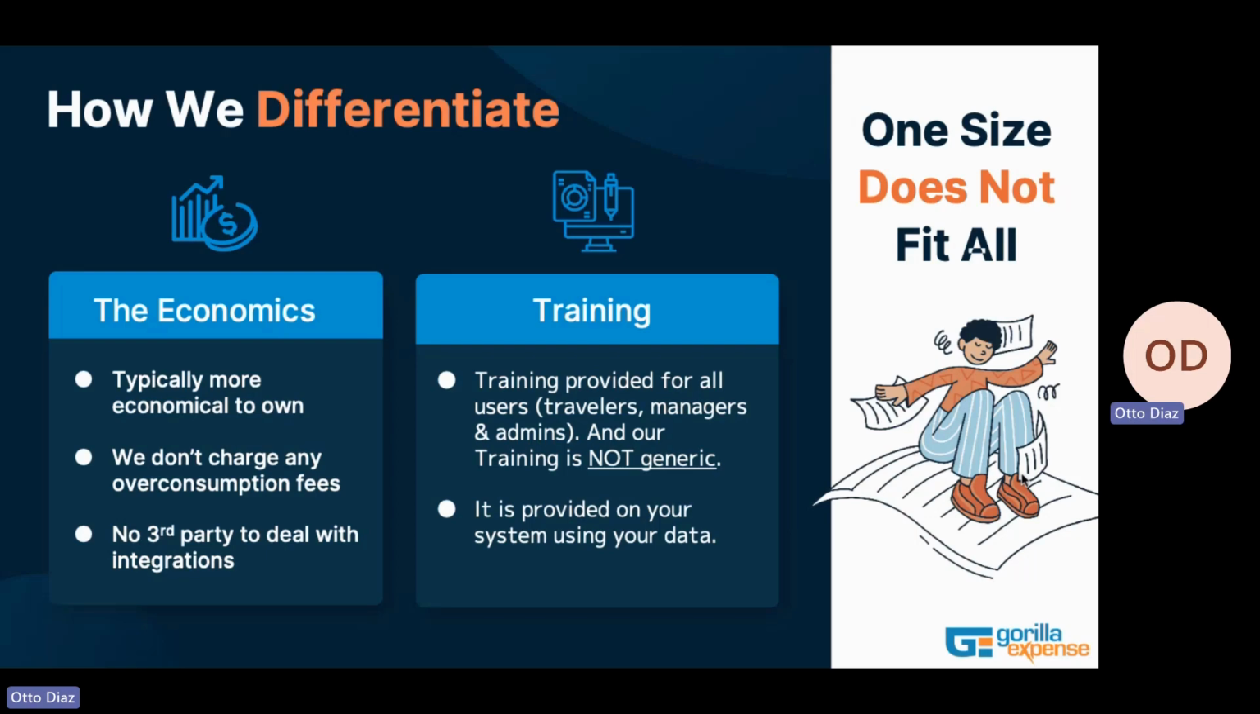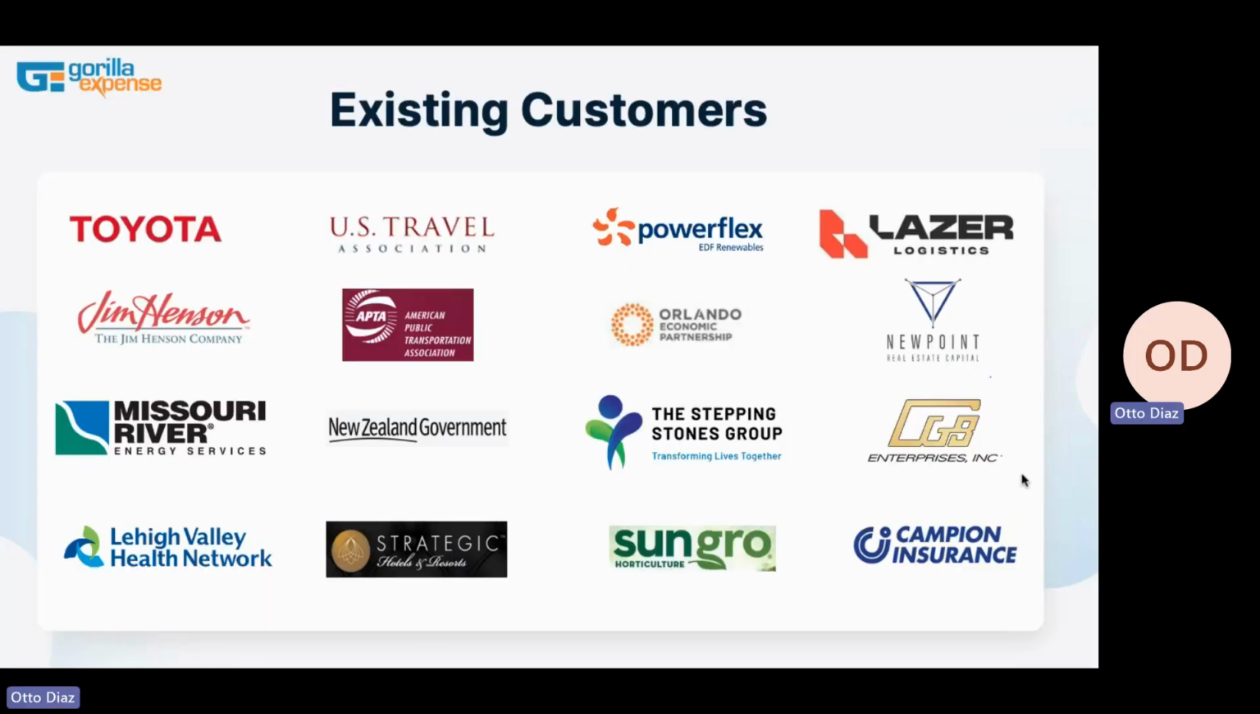We also provide training across all the users. That includes travelers, managers, and admins. And our training is not generic. It is provided on your system using your data. Now, from our existing customers, you can see that they vary from industries, which include travel and tourism, hotels, nonprofit, manufacturing, entertainment, governmental organizations, amongst others. So we have customers from almost every sector.